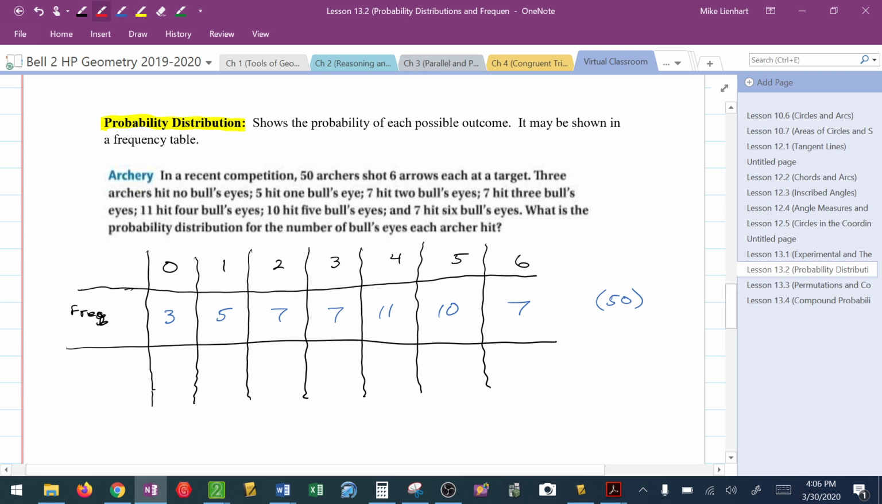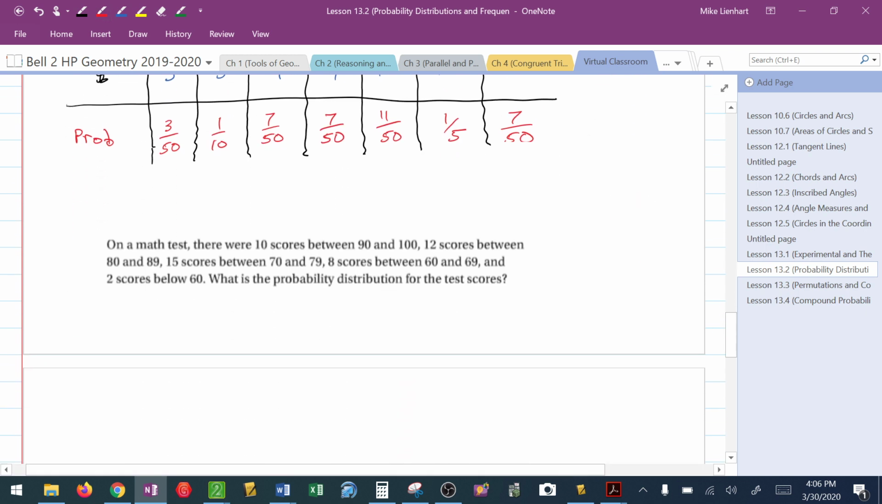Now, what I have to do here is figure out what the probability is. Well, this would be 3 out of 50. This would be 5 out of 50, which I'm going to simplify to 1/10. This would be 7 out of 50, 7 out of 50, 11 out of 50, 10 out of 50, which I'm going to simplify to 1/5, and 7 out of 50. This is what is called a probability distribution. I created a frequency table to display the data, and then I determined the probability of each scenario within that frequency table.